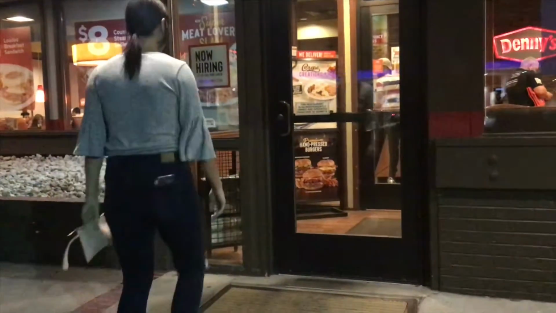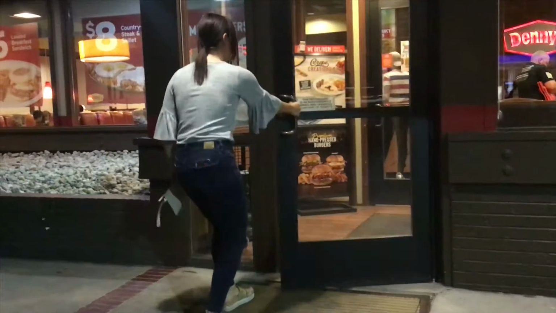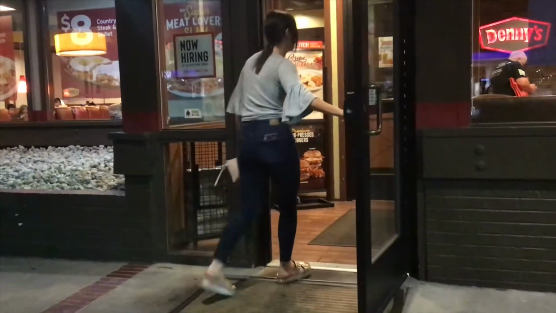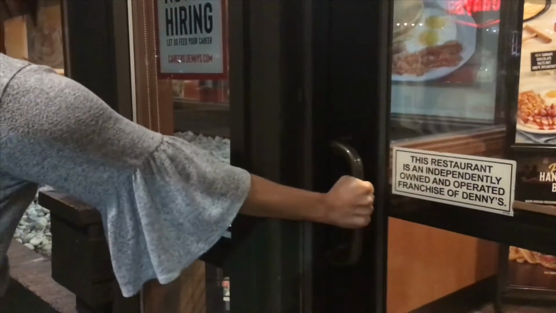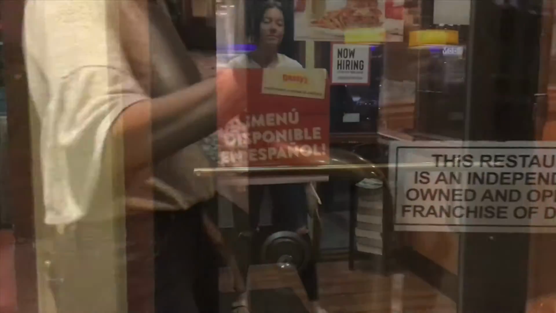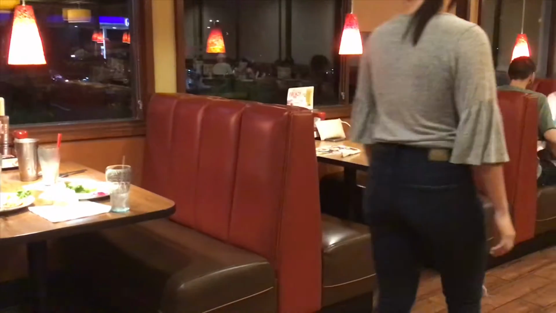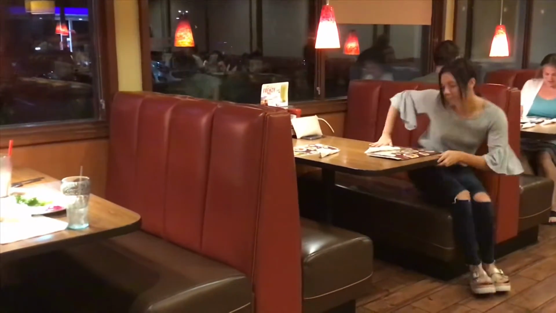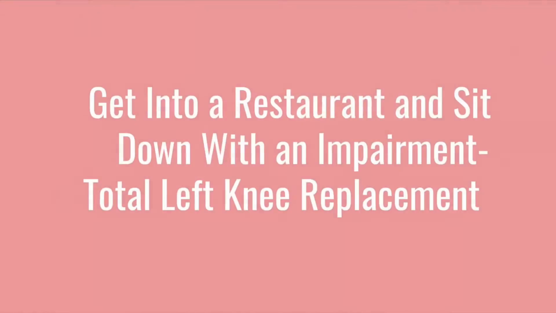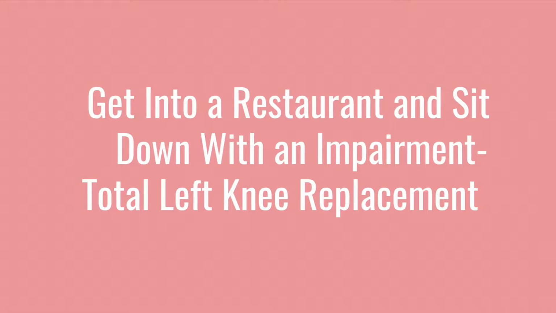Here is an example of our activity. Here is an example of performing the activity with an impairment. The impairment is a total left knee replacement using a cane as an assistive device.